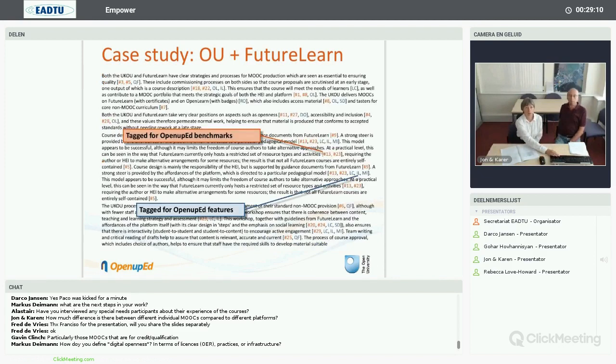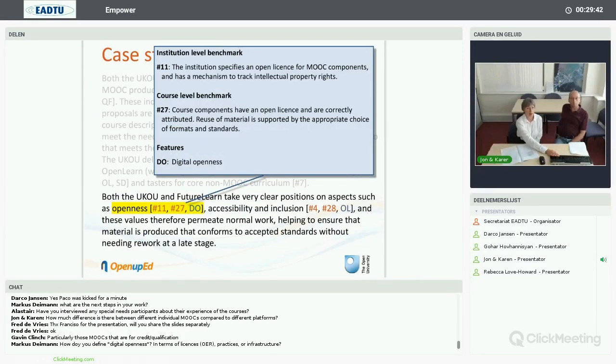So there's no need to read all this text that's in the background there, but this is just highlighting how we can use the benchmarks, which are shown in the red colour, and the features, those characteristics that John showed earlier, which are shown in the blue colour. And we're going to zoom in on a little extract from this case study and show you how those two things can be applied to look at the OpenupEd framework. So here we have a little paragraph which is related to digital openness.